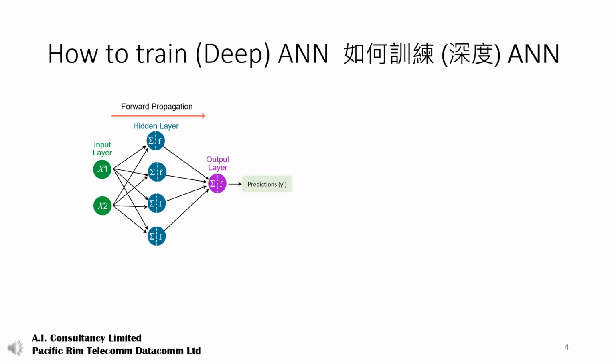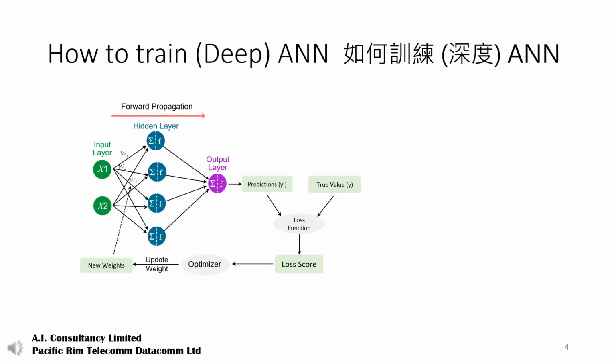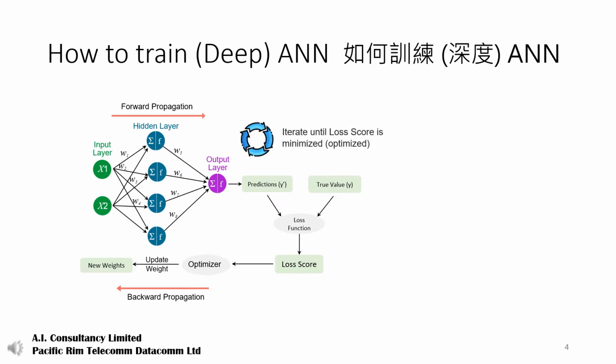Here you can see that machine learning will use a predefined target or true value, and the output or prediction value produced by the neural network just now, to calculate the loss score with a loss function. Then we produce a new set of weight values through an optimizer and update each weight value of the neural network. We call this process backward propagation. These forward and backward propagation cycles will iterate until the loss score is minimized, or the model is optimized.